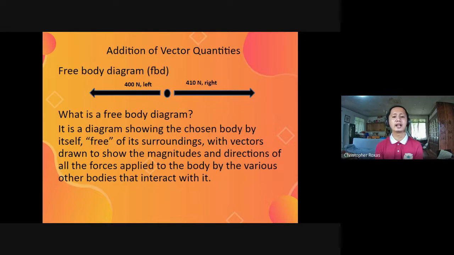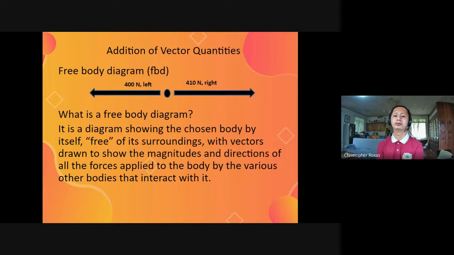In order to analyze the situation easier, we can draw a free body diagram or FBD. So what is a free body diagram? It is a diagram showing the chosen body by itself, free of its surroundings, with vectors drawn to show the magnitudes and directions of all the forces applied to the body by the various other bodies that interact with it.